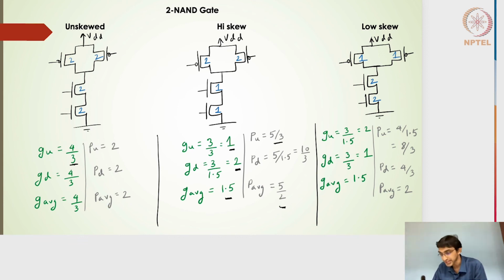For the low skew 2 input NAND gate, our sizes are 1 and 1 here and 2 and 2. So that means that this one will give me an equivalent transistor with a width of 1. Because this is R by 2 and then this is R by 2, the total switching resistance will be R. So a transistor with a size of 1 will give me an equivalent switching resistance of R. On the PMOS side, the width is 1 and 1. So that means the switching resistance is nothing but R, or rather 2R.